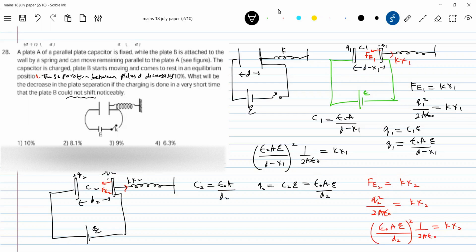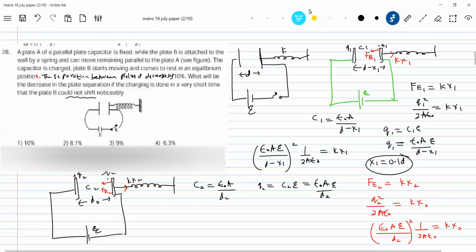Okay, now this x1, shall I write 0.1d? Okay, this one. So x1 should be 0.1d. Decreases by 10% means 0.1d. So x1 value we know. x1 equal to 0.1d. So this is a condition. So substituting here.